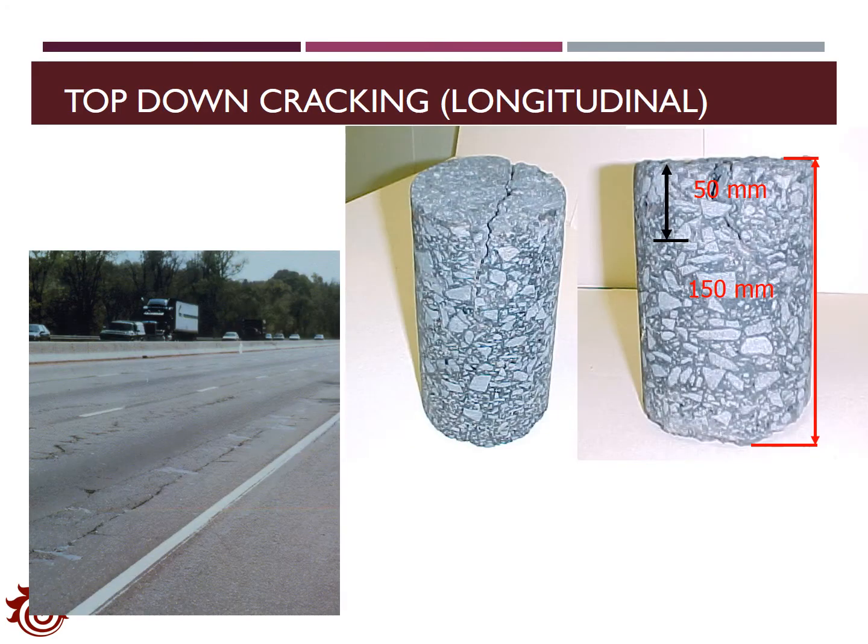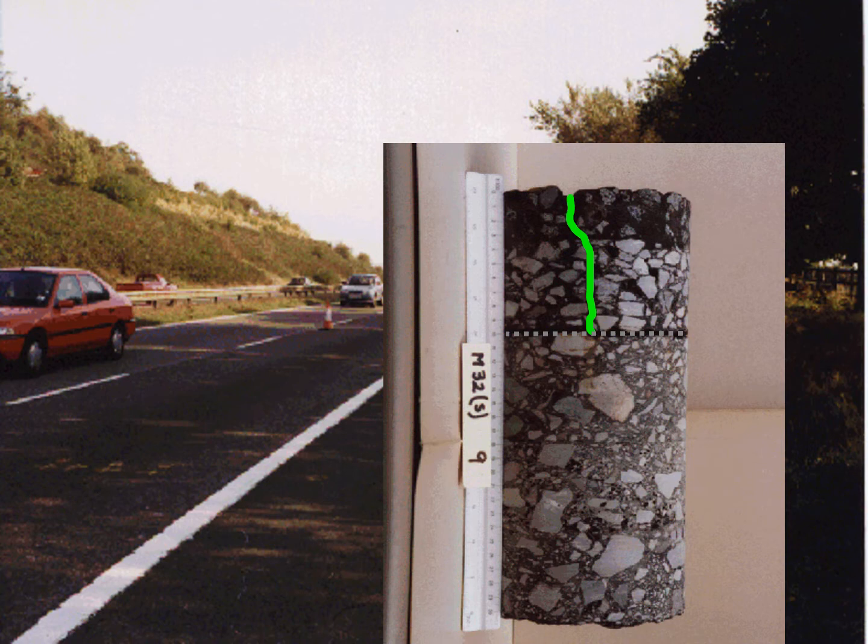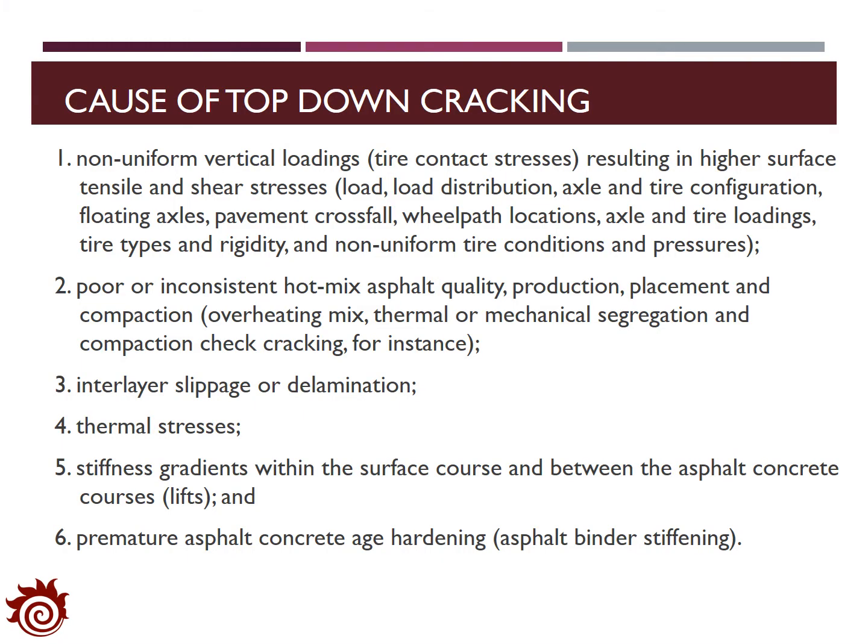Another type of cracking is top-down cracking, which is also one type of longitudinal cracking. In this type of cracking, the cracks occur from the surface of the pavement and propagate downwards. This one is highly related to the properties of the asphalt concrete. There are many potential reasons for top-down cracking. The first one is non-uniform vertical loading. This can result in high surface tensile and shear stresses.